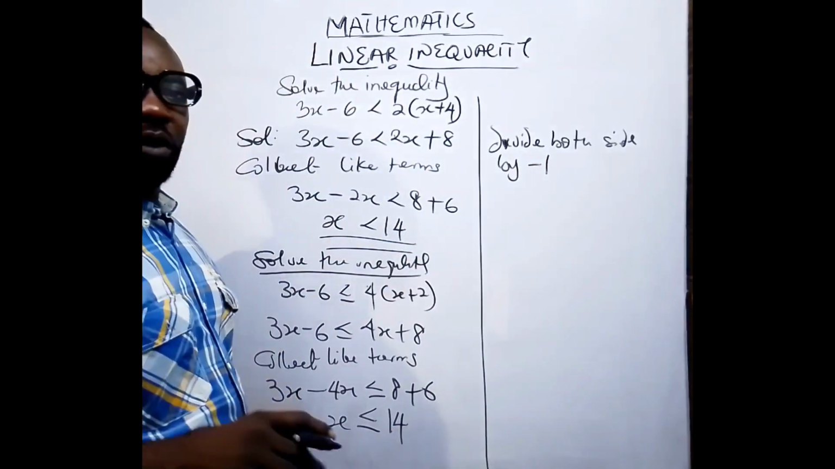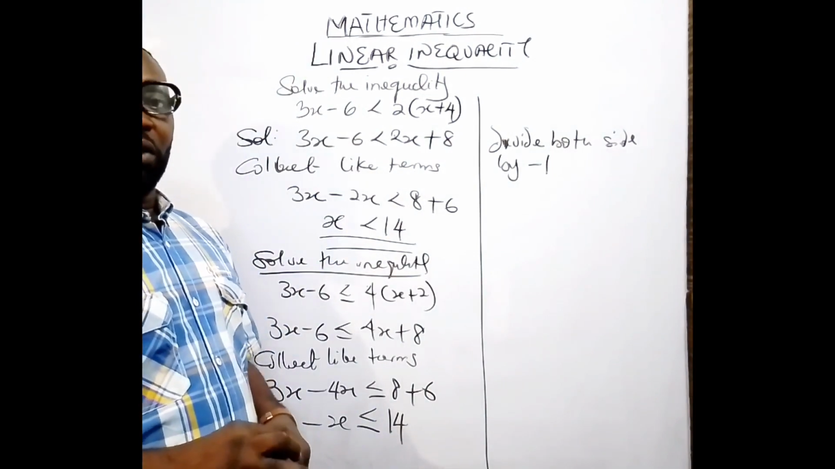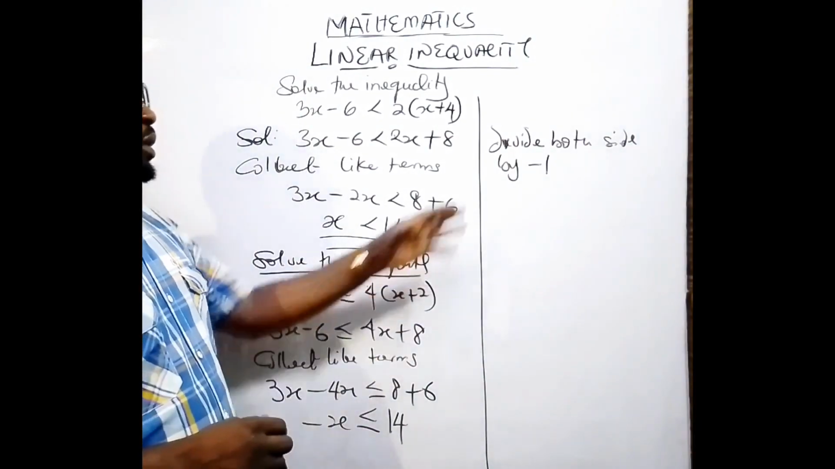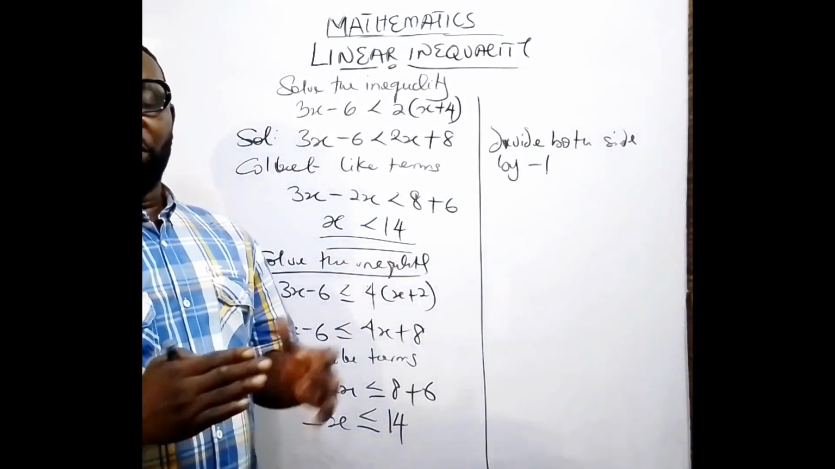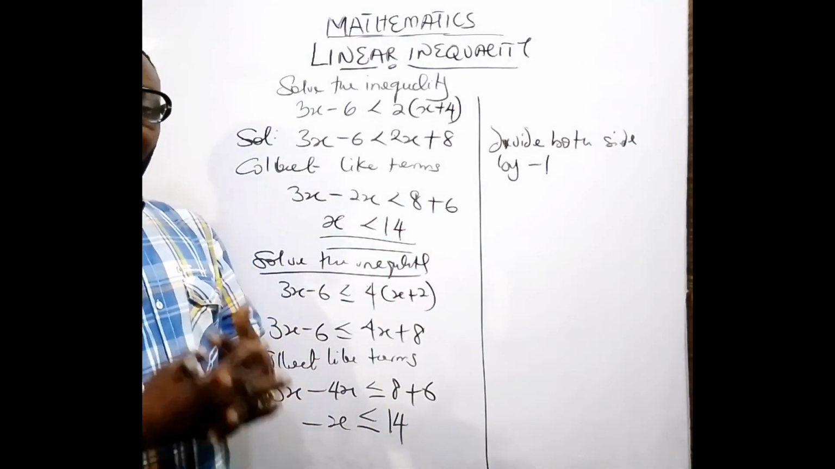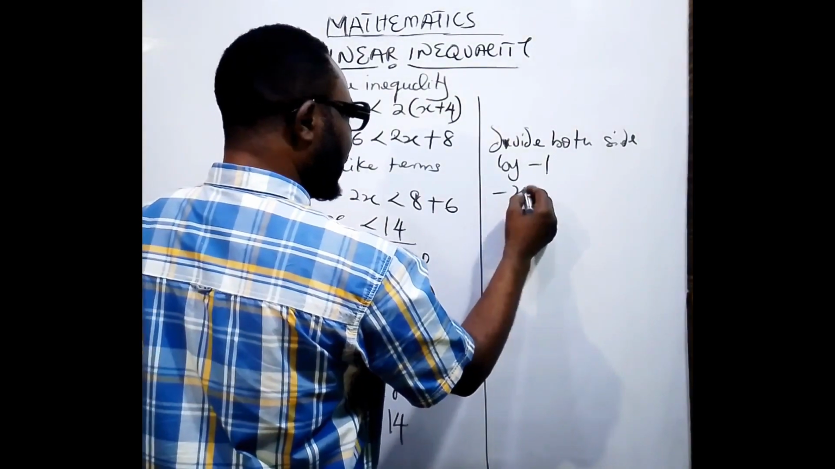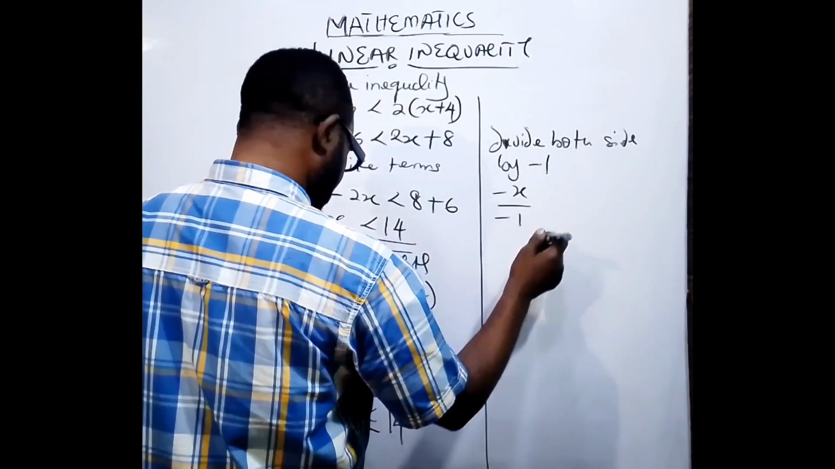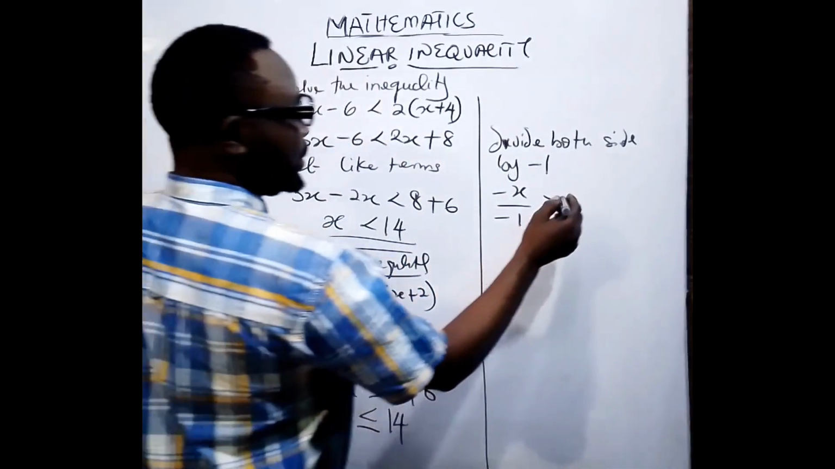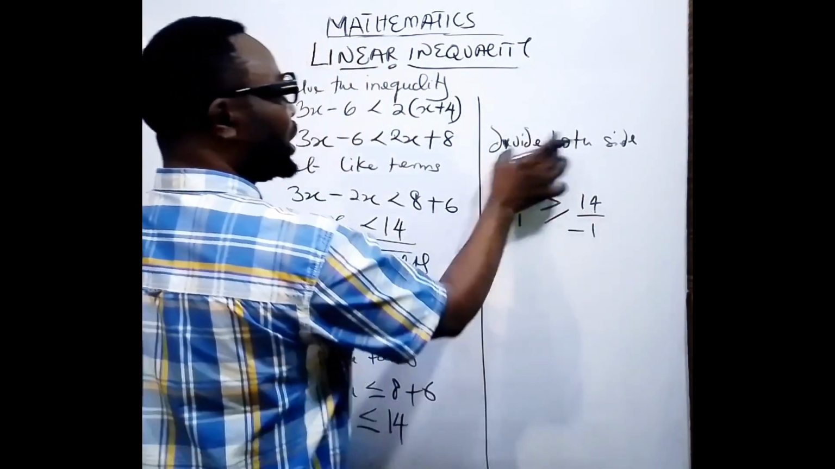Don't forget what we have learned in the conditions that you have to take note of when dealing with inequality. The condition says that whenever you multiply or divide a negative value to both sides of the equation, the sign will change. So now we're going to have minus x over minus 1 will now be greater than or equal to, this is less than 14 over minus 1, because we are dividing both sides.